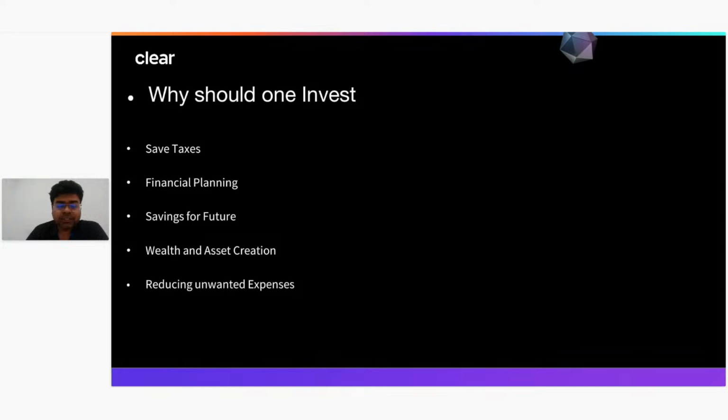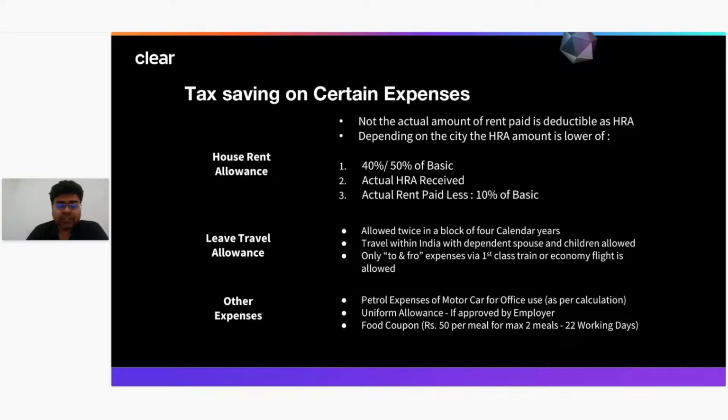Obviously, you may not end up having an expensive watch in your collection, but you could be investing in a really good ELSS fund, which could give you tax benefit as well as help you to create some wealth in future. And since you will not have any amount with you to spend, your unwanted expenses can also be curtailed to a certain extent. So these are some key points which may save you some taxes. Now let's take a look at tax saving on certain expenses.